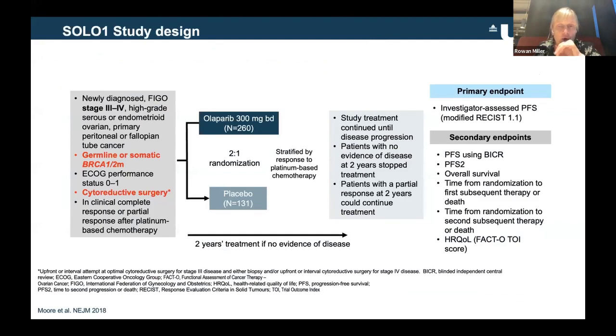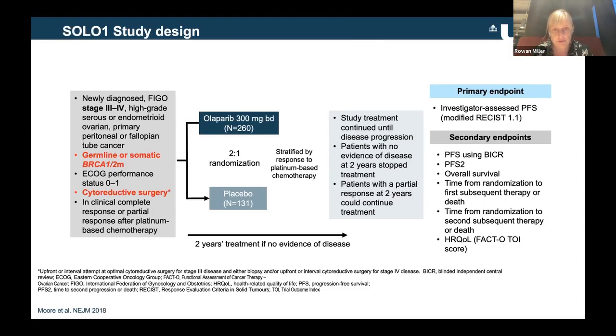This was a trial only for patients with a BRCA mutation. So they had to have either germline or somatic BRCA. And in fact, about 99% of the patients enrolled in the trial had a hereditary germline mutation. They had to have stage 3 and 4 cancer. They had to be good performance status and have at least an attempt at surgery. And following chemotherapy, they either had to have no evidence of disease, if they'd had primary surgery, or for those that had chemotherapy, they had to have evidence of a response, so either a complete response or a partial response. And they were randomized 2-to-1 to receive olaparib or placebo.